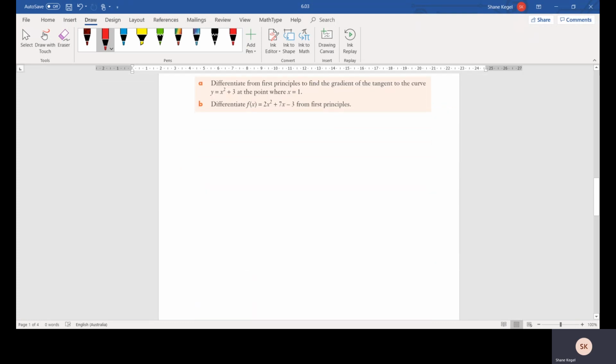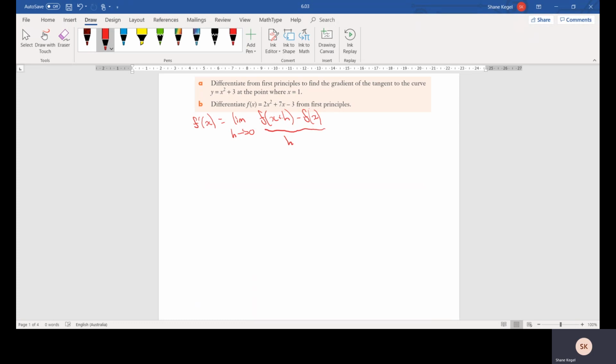So we're posed this question here, and we're asked to differentiate from first principles to find the gradient of the tangent to the curve y equals x squared plus 3 at the point where x equals 1. Doing it from first principles, we're going to use that first principles formula. The first step is to write that formula. I've got f dash of x equals the limit as h approaches 0 of the function where I set the variable to x plus h, minus my original function, f of x, over h.